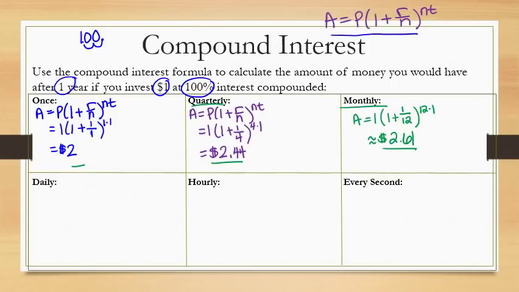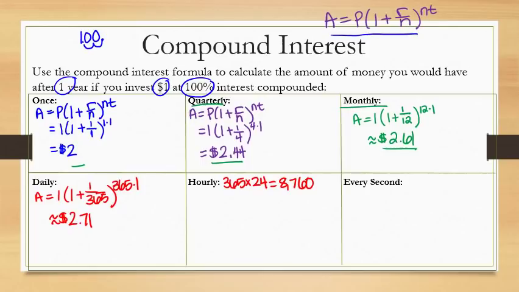For daily, that means it's going to be compounded 365 times in a year. The amount equals 1 times (1 plus the rate divided by the number of times it's compounded in a year), all to the n times t, which gives us about $2.71. Hourly: there are 365 days in a year, times 24 hours in a day, which gives us 8,760. So that's how many times it'll be compounded within that year.